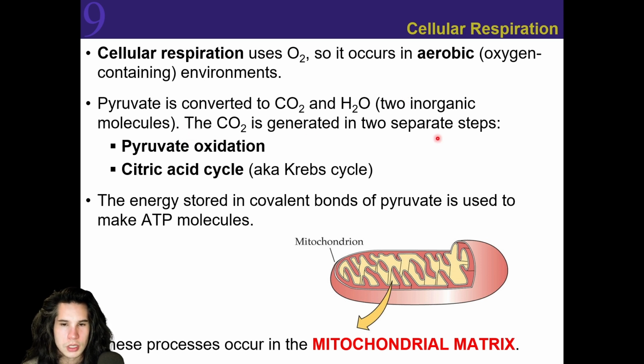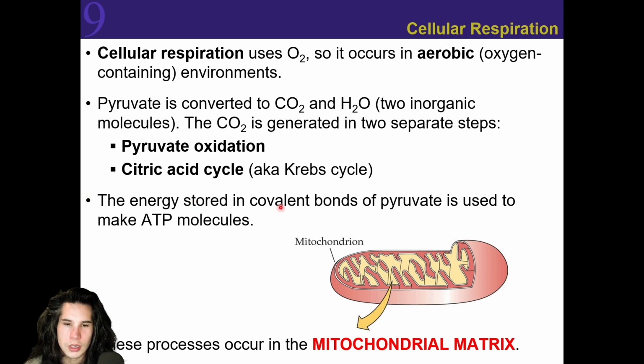So the CO2 is going to be generated in two separate steps, which we'll cover in detail. Pyruvate oxidation, which is kind of a preparatory step, preparing the remaining organic molecules for the citric acid cycle. Both of these are going to occur in the matrix of the mitochondria, or the mitochondrial matrix.